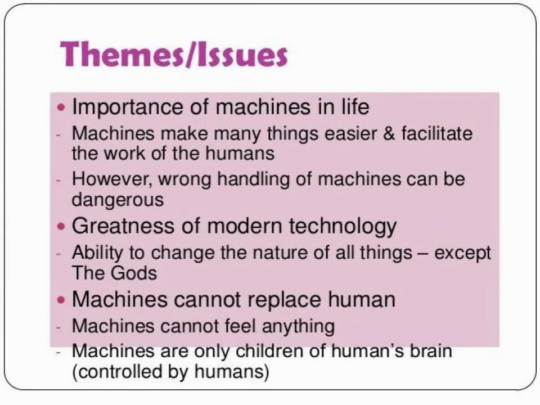Let us see the themes and issues. We have seen the meaning of the poem, and let us see here in this poem the importance of machines in life is described. The machines make many things easier and facilitate the work of the human being. However, while we handle it wrongly, all the machines can be dangerous. This poem shows the greatness of modern technology, the industrial revolution, and the ability to change the nature of all things except the gods. Machines cannot replace human beings. Ultimately, the machines cannot replace the human beings. Machines cannot feel anything. Machines are only the children of the human brain. That is, the machines are controlled by human beings. This is the theme in this poem.